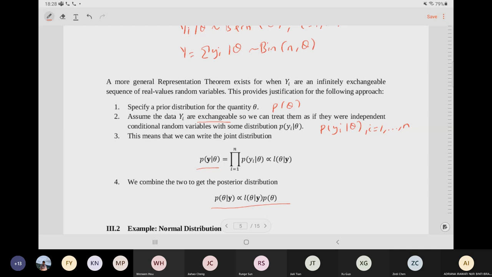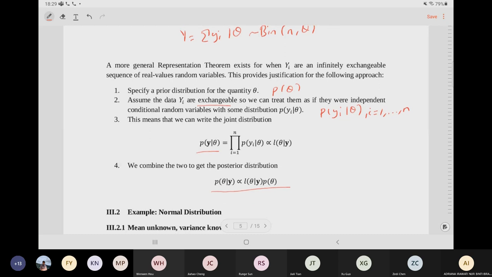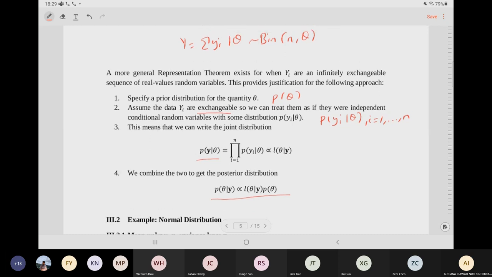So actually there's a reason for the formula, for all the formulas they have given last week. That is in general. Now we are going to look at a very popular example, which is the normal distribution.